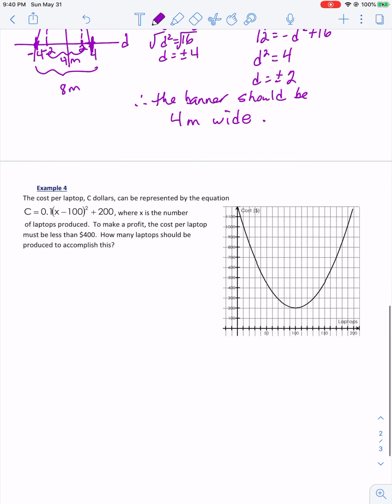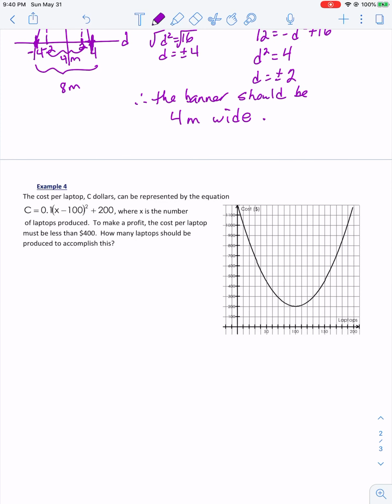Okay, now example 4. The cost per laptop, C, so C is cost, can be represented by the equation C equals 0.1 times x minus 100 squared plus 200, where x is the number of laptops produced. To make a profit, the cost per laptop must be less than $400. How many laptops should be produced to accomplish this? So 400 is right here.